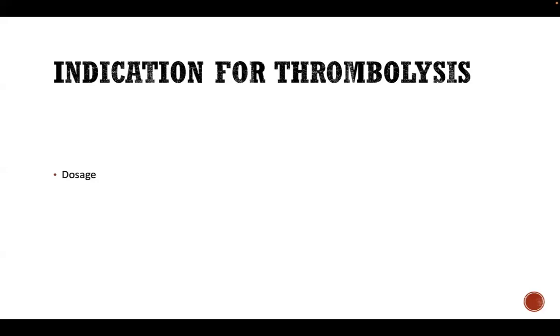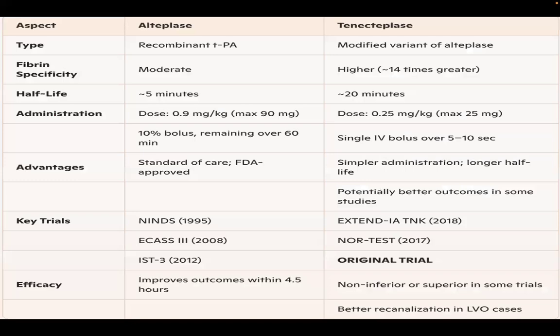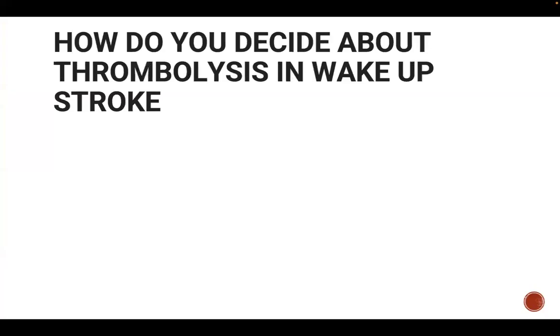So why do some centers prefer tenecteplase? Any particular reason? It is given as a bolus dose. It is more fibrin specific. And if there is a large vessel occlusion, it fares slightly better, so tenecteplase is given in those cases. Okay, this is about that. I'll not go into this.